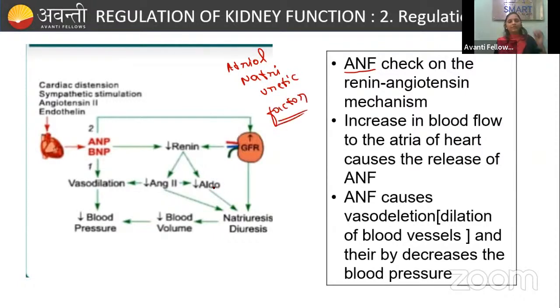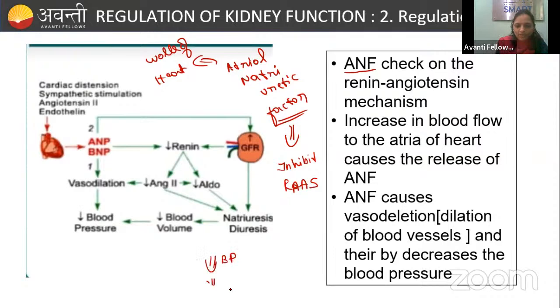Okay, this is released by the walls of the heart. Where is it going to be released, guys? Walls of the heart. It is going to inhibit the RAS mechanism. When it inhibits the RAS mechanism, obviously it is going to decrease blood pressure and decrease blood volume, and it brings the glomerular filtration rate to a normal condition. Okay, so this is how it works.